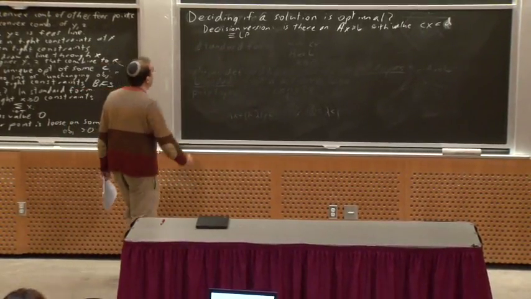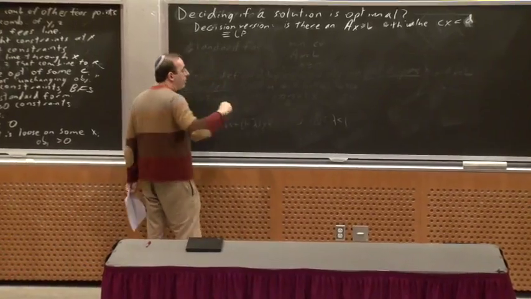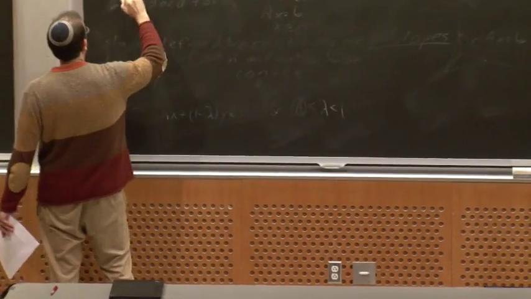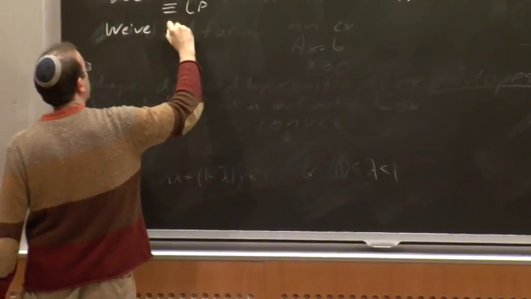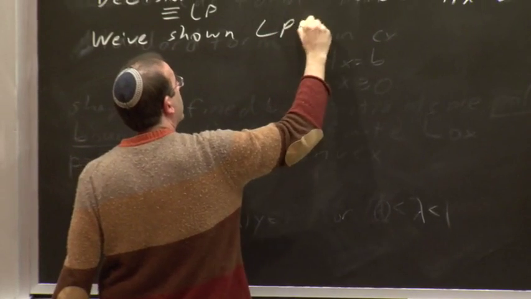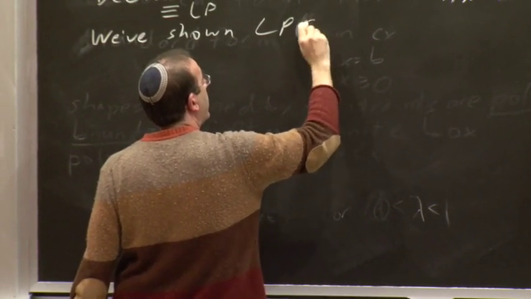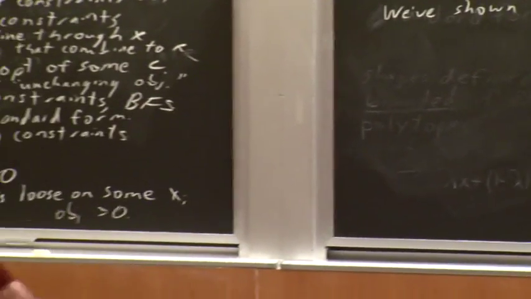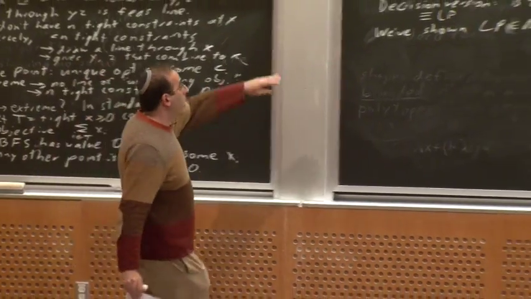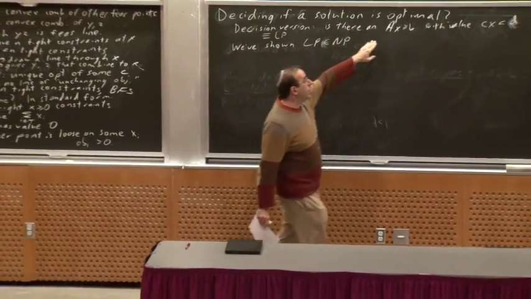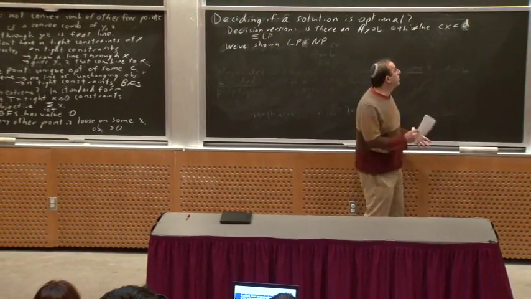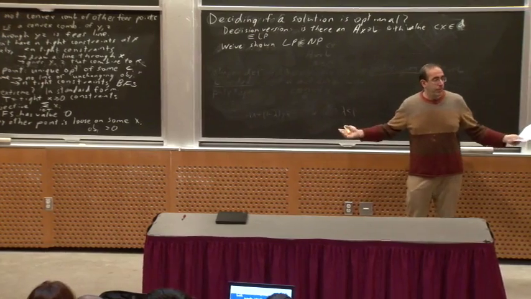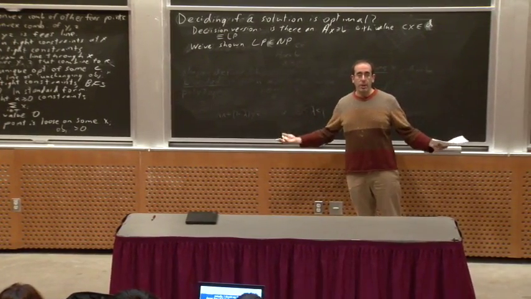But let's ask about the NP question. Sorry, we actually should say that we've shown that LP is an element of NP. We have a non-deterministic polynomial time algorithm for addressing this decision problem. If there is a solution that has value Cx less than or equal to d, we can guess it, and we can check it. We just check feasibility, check the value of the objective, and we're done.